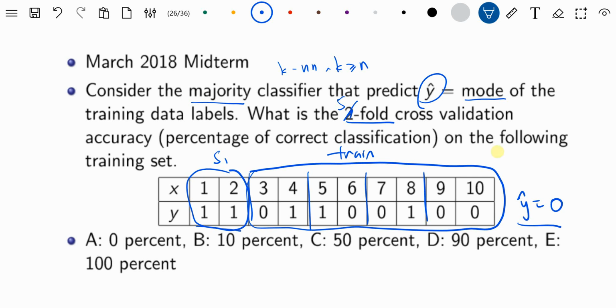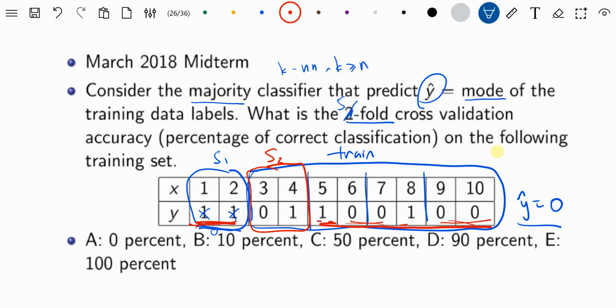And when it's actually applied on this test set, this will be classified wrong, and this will be classified wrong. So the accuracy here is 0, so nothing is classified correctly. The interesting case is this. When this happens, there are 4 zeros, so we're using the remaining set as the training set. So there are 4 zeros and 4 ones.